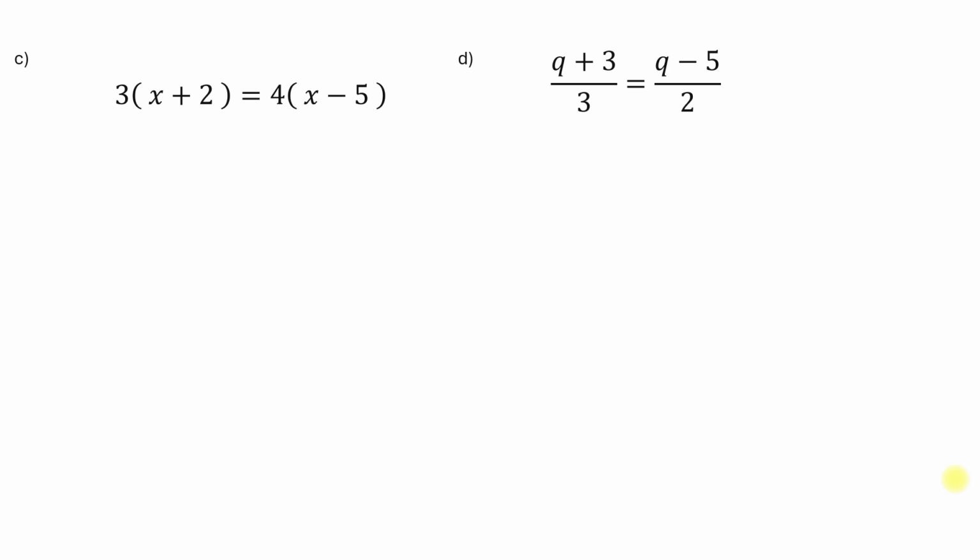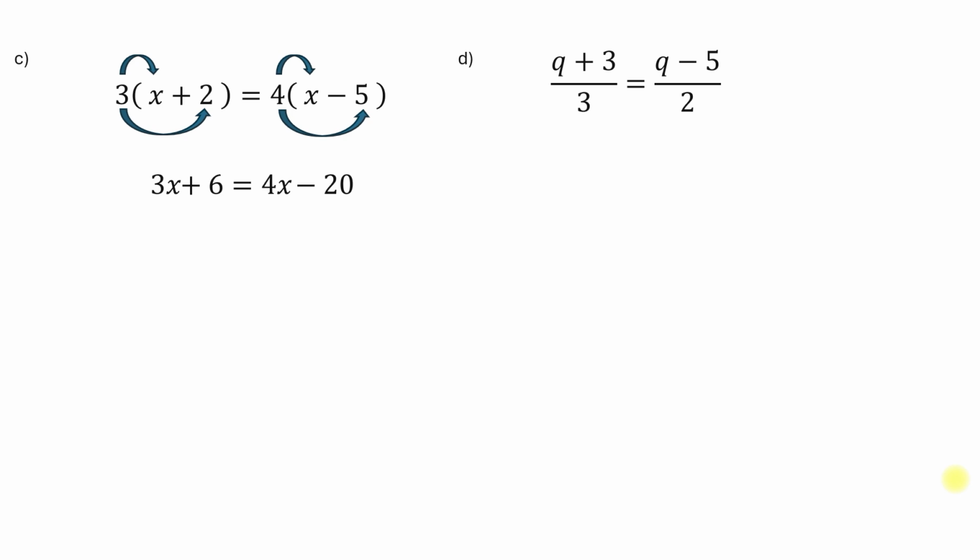Question 3 asks us to expand. So 3 times x is 3x. 3 times 2 is plus 6 equals 4 times x is 4x. 4 times negative 5 is negative 20.